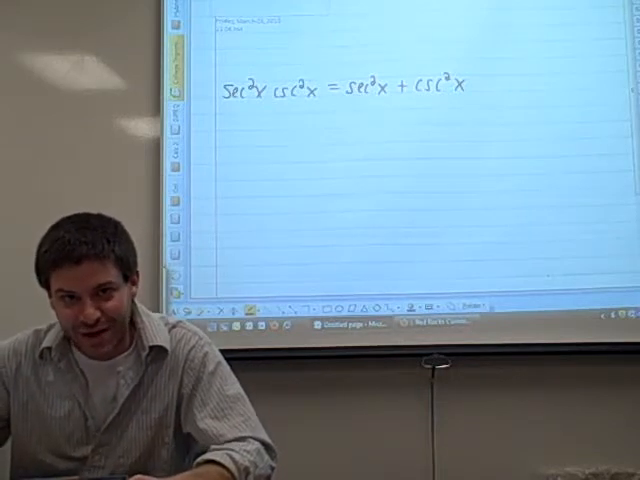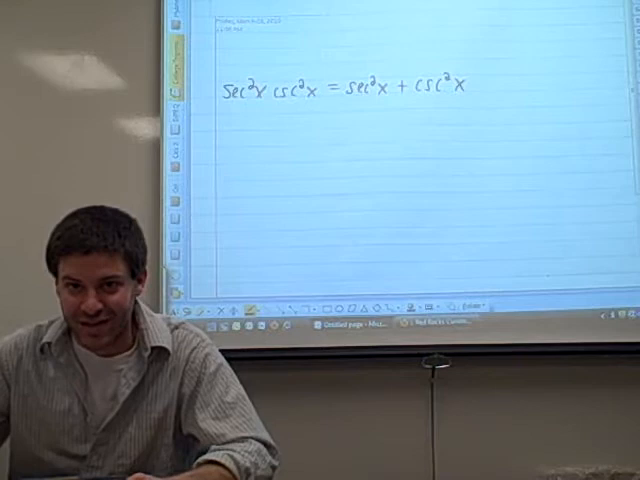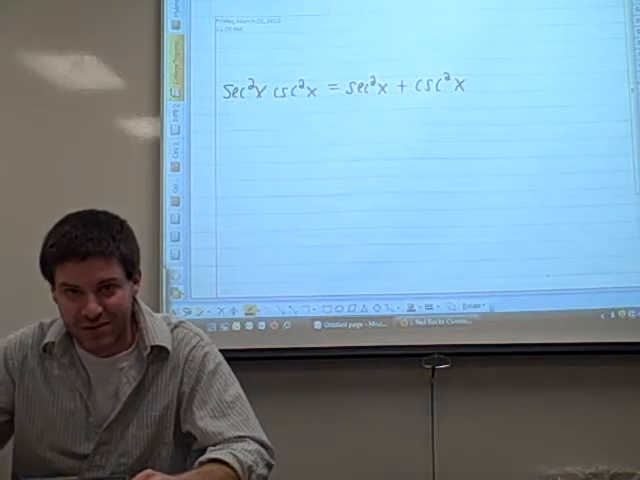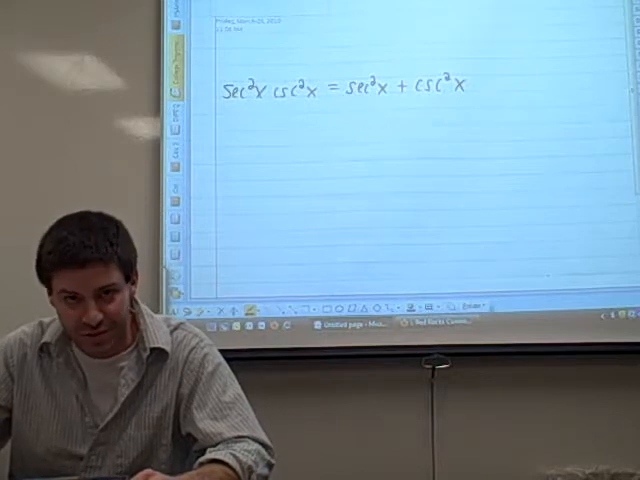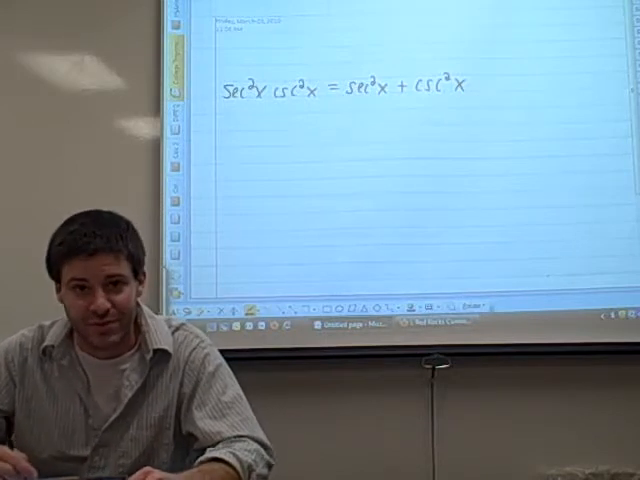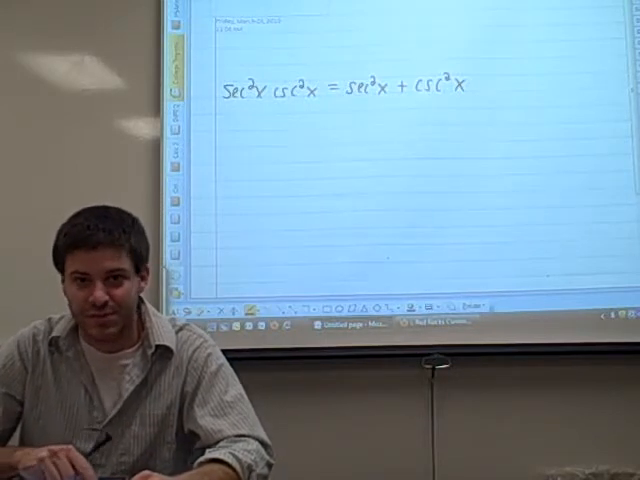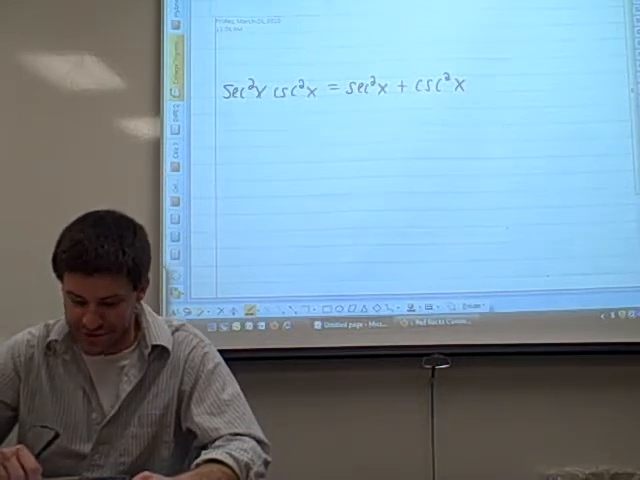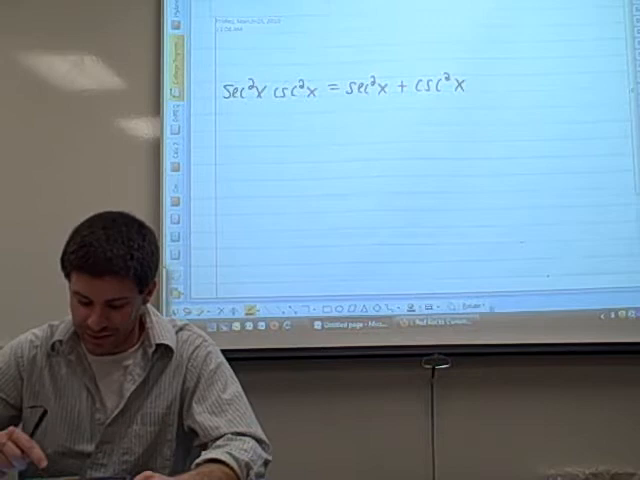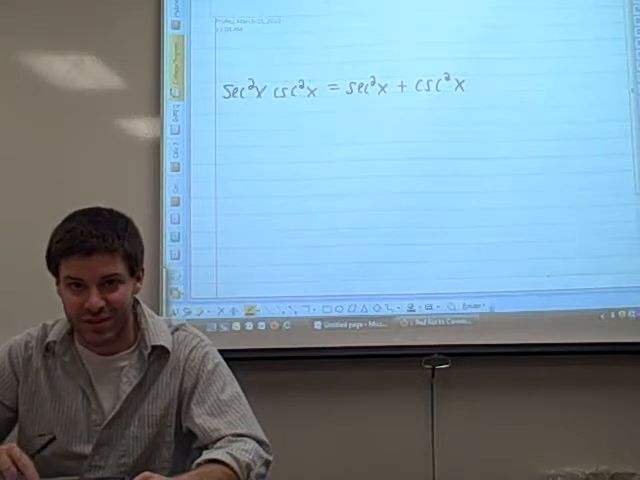Okay, it's time for my all-time favorite trig identity proof. Secant squared times cosecant squared equals secant squared plus cosecant squared. Now, that looks pretty bizarre to me. Why would two things multiplied by each other be equal to those same two things added to each other? It's usually not the case, but in this case, it happens to be true.